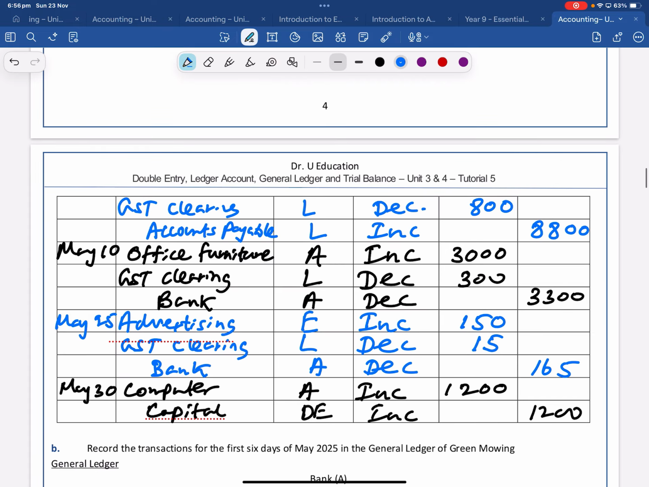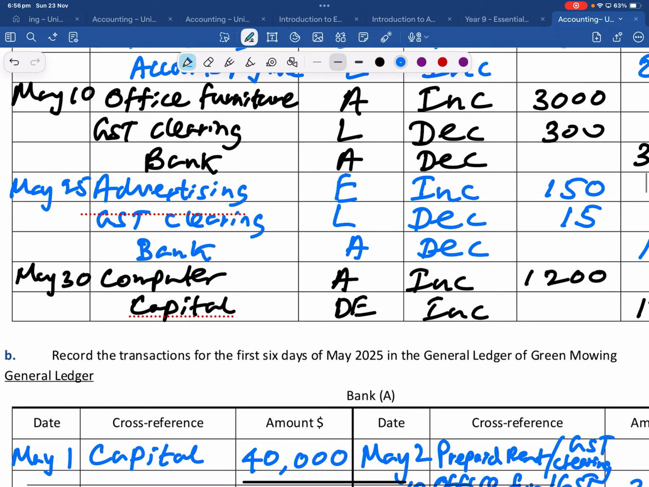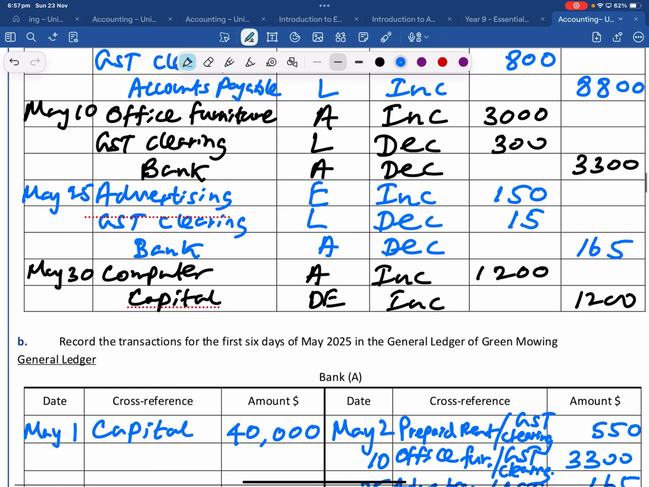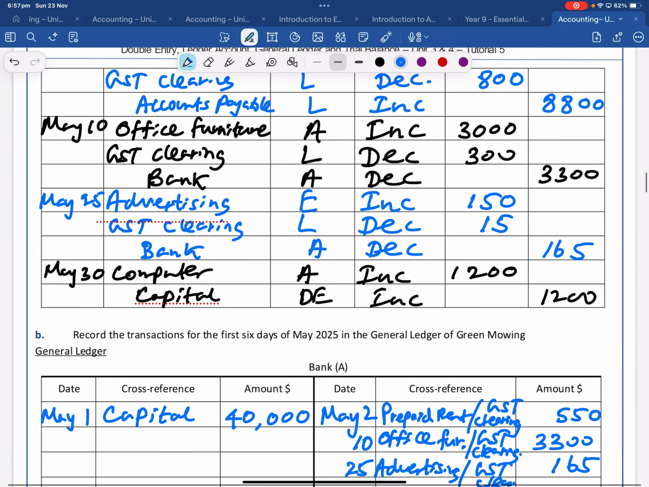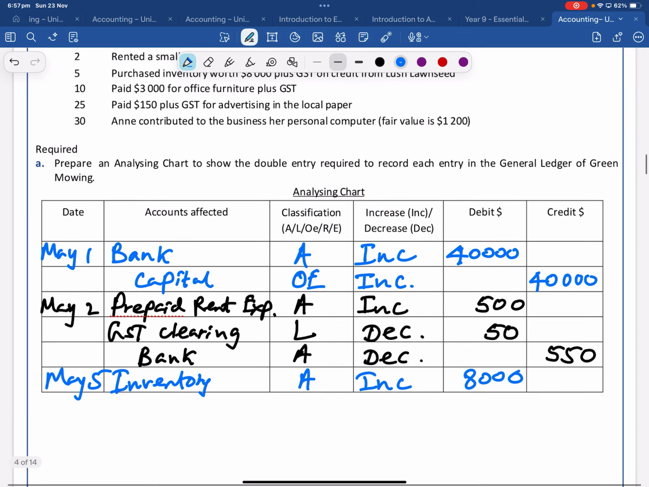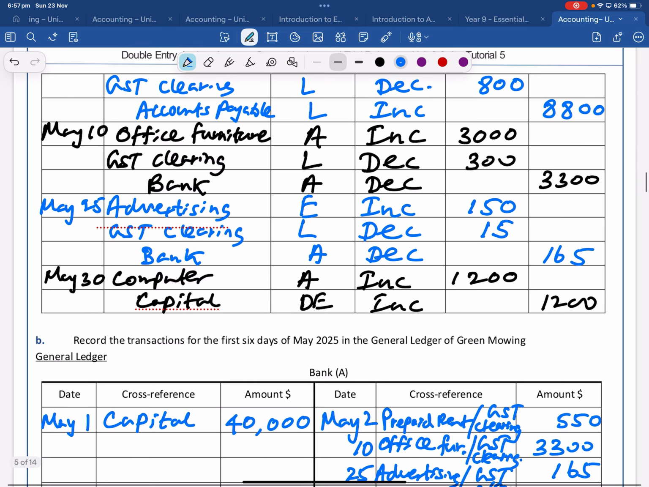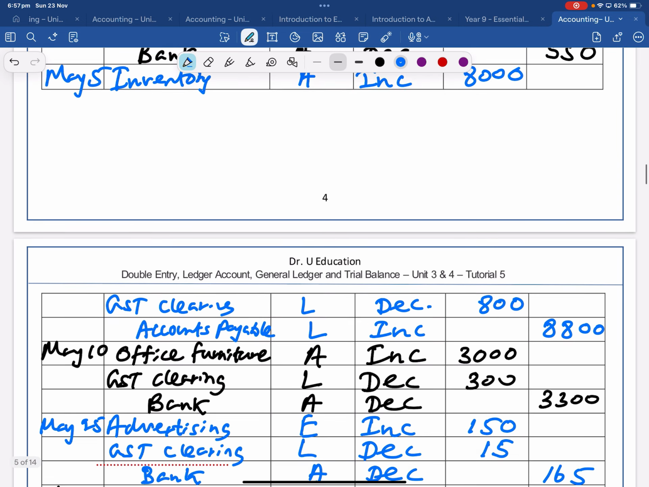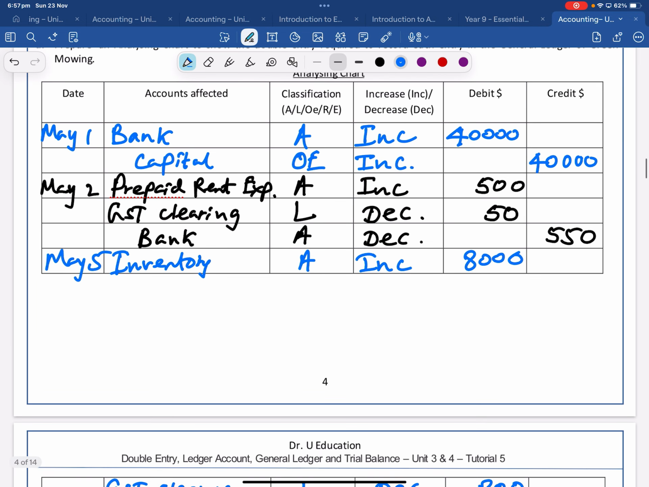Did you mean the last one? Yeah, the last one? Computer debit? No, capital is on the credit side, the last column. Okay. What if you're not given an analyzing chart? You don't need to be given an analyzing chart. You just go straight.